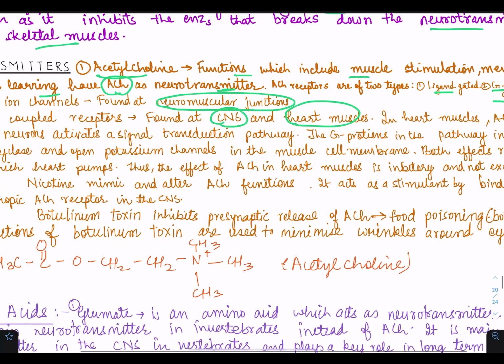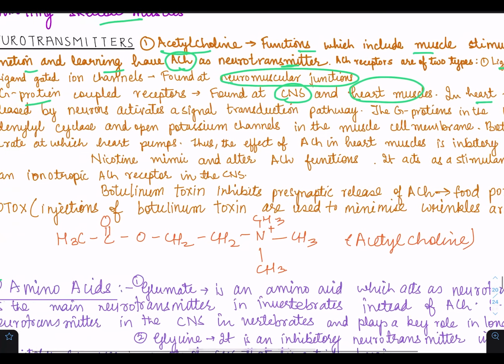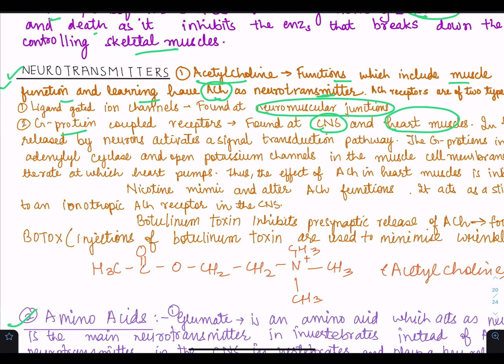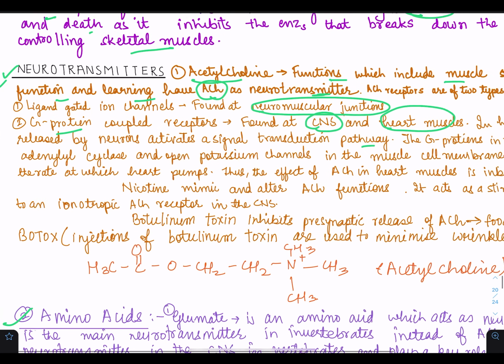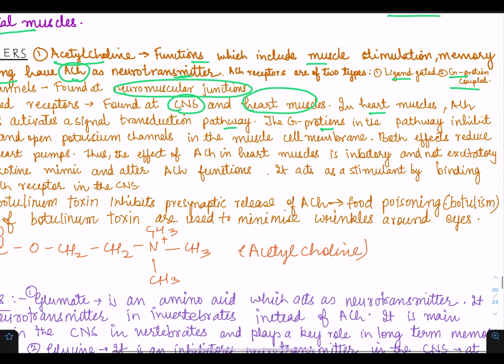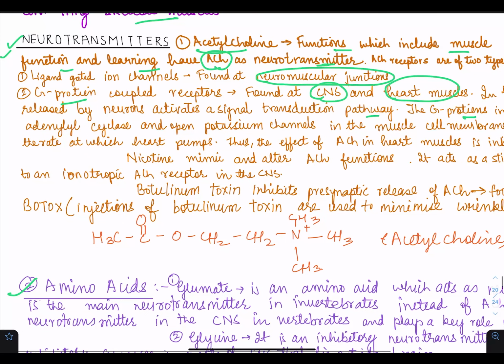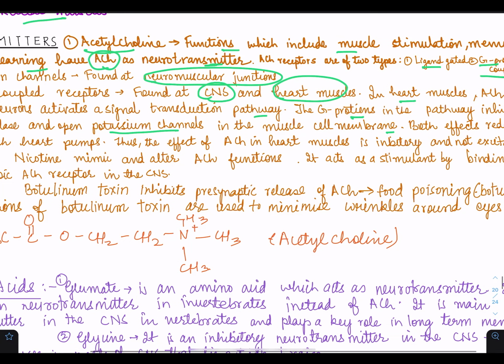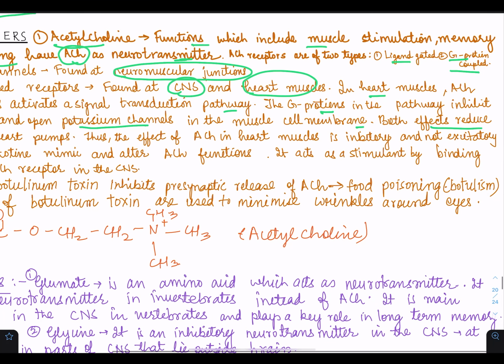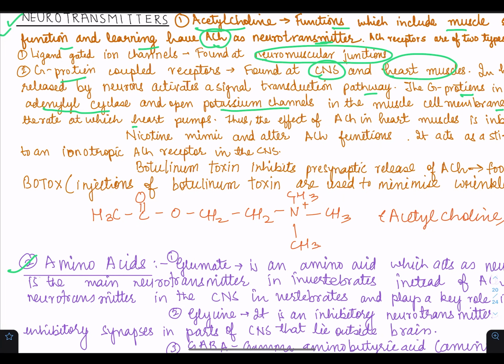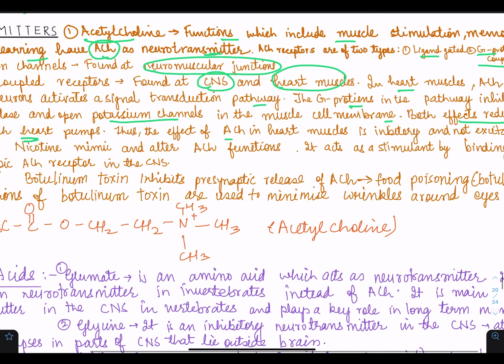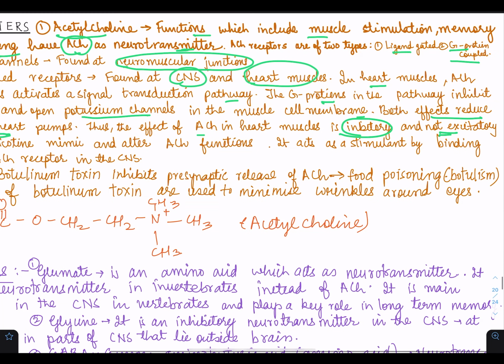In heart muscles, acetylcholine released by neurons activates a signal transduction pathway. The G proteins in the pathway inhibit adenylyl cyclase and open potassium channels in the muscle cell membrane. Both these effects reduce the rate at which the heart pumps. Thus, the effect of acetylcholine in heart muscles is inhibitory and not excitatory.